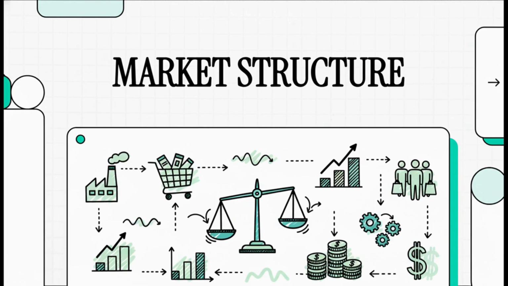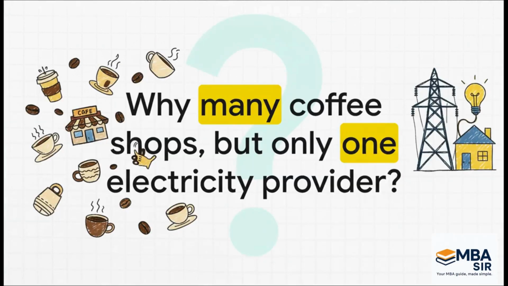I mean, really think about it for a second. Why can you walk down a single block and see a dozen different coffee shops? But when you get your electricity bill, there's probably only one company you can pay? The answer to that question gets to the heart of an economic concept that quietly runs your life.